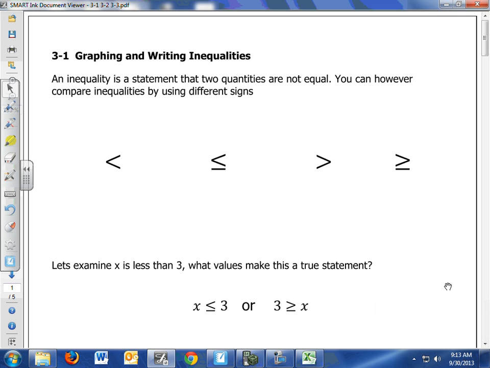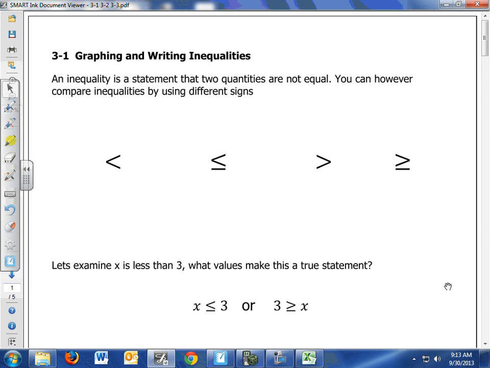Graphing and writing inequalities. An inequality is a statement that two quantities are not equal. You can compare inequalities using different signs. Well, that's kind of just like a statement, but let's talk about inequalities in a different way.